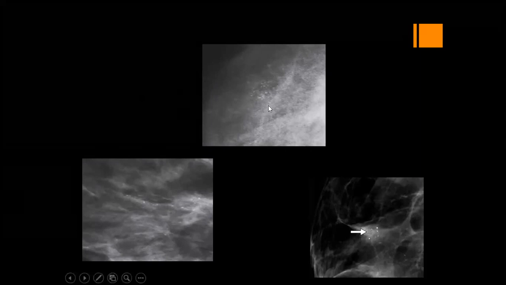And if you have punctate or amorphous calcifications, and one is in a linear distribution, it will be 4C. The morphology is not highly suspicious, but the distribution is highly suspicious, so it will be BI-RADS 4C by distribution. But this one will be BI-RADS 4B. So this will be 4B and this will be 4C.